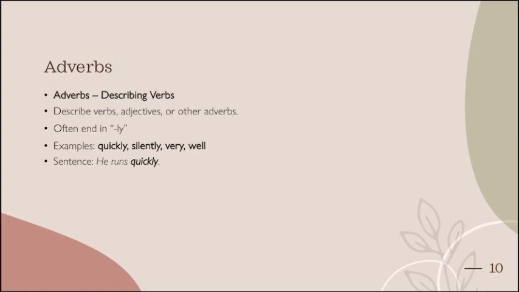And the next one is adverbs. Adverbs are the words which describe verbs, adjectives or other adverbs. They often end with ly. Understood, right? Examples: quickly, silently, very, well. So, he runs quickly. Quickly is considered an adverb here, which is describing the verb. What is the verb in the sentence here? Runs. He is considered a pronoun. He runs quickly.